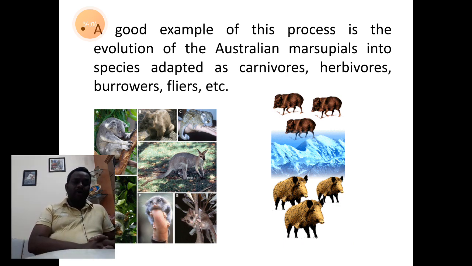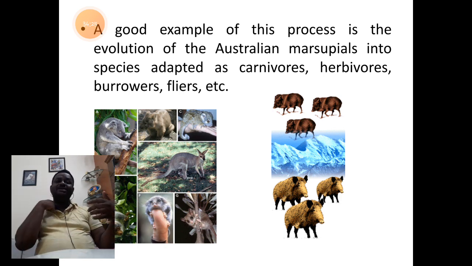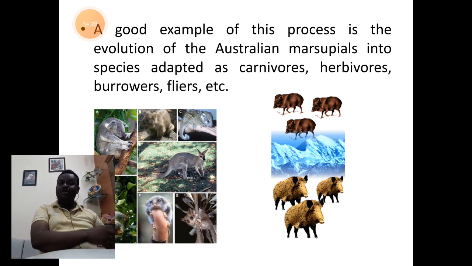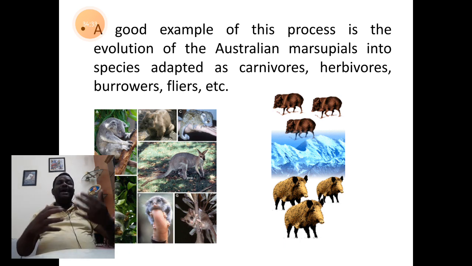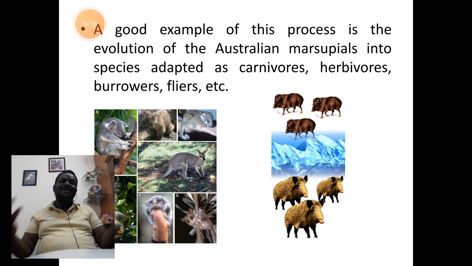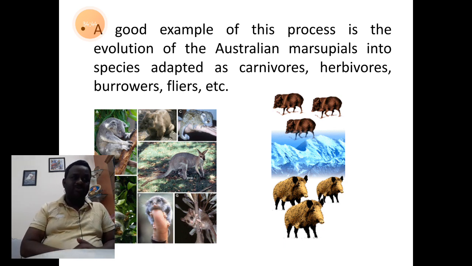Genetic isolation was also noticed in Australian marsupials, which developed various species of carnivores, herbivores, burrowers, and flyers. So the same marsupials have formed different types of organisms. Some are carnivores, some are herbivores, some are burrowers, some are flyers. How is this possible? It is because the organisms are exposed to different environments. So adaptations are seen and new characters are imbibed in the organisms.